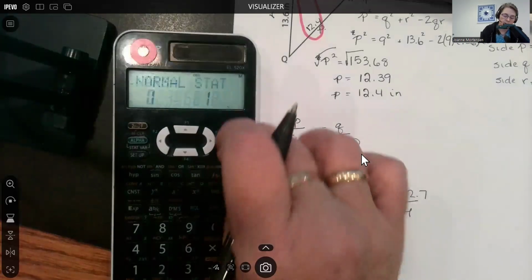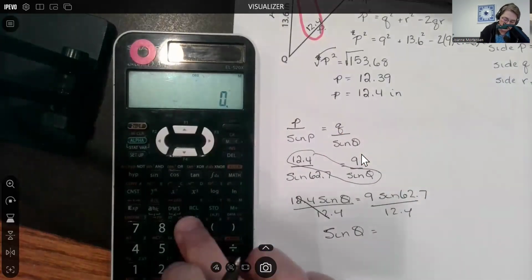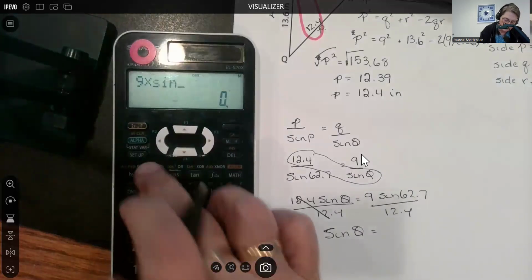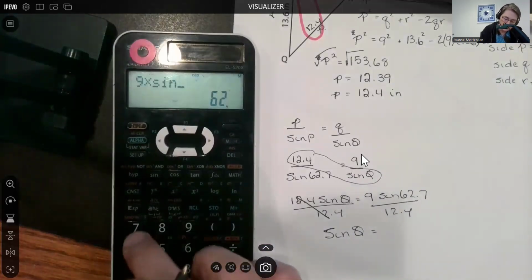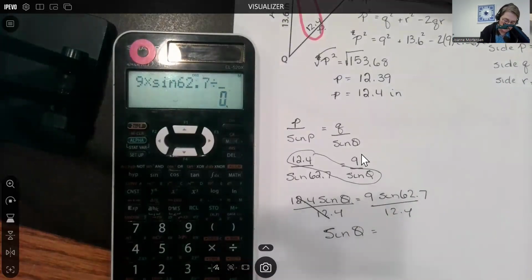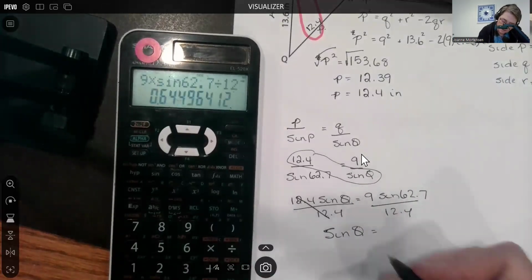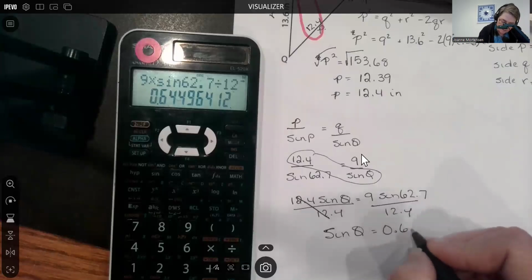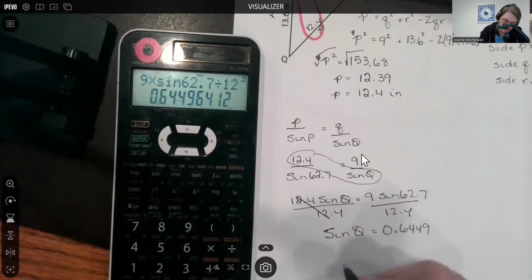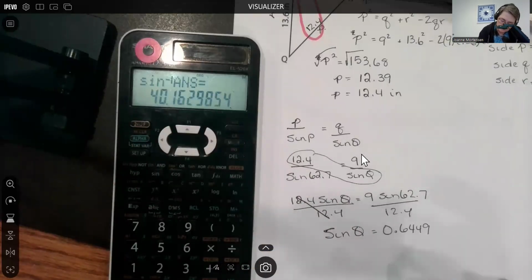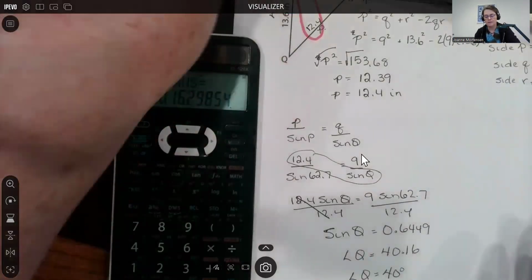All right, 9 times sine 62.7 divided by 12.4, 0.6449. It's a sine law, so second sine. So angle Q is equal to 40.16. Angle Q is equal to 40 degrees. Oh, almost ran out of page.